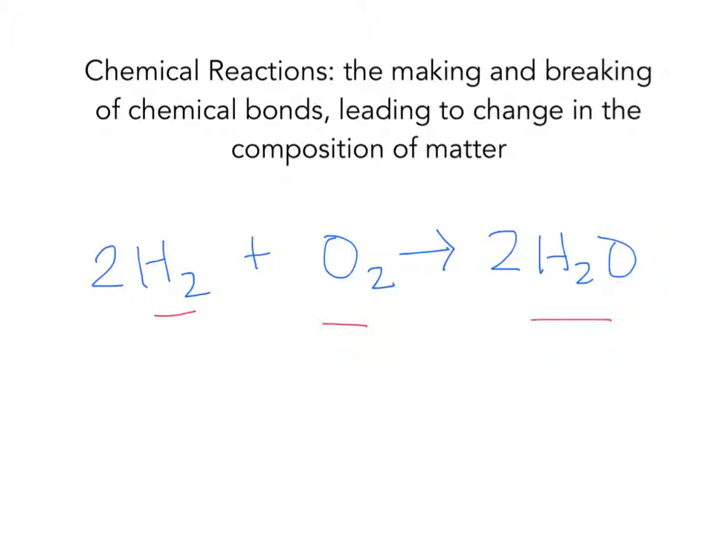In this reaction, the covalent bonds of hydrogen and oxygen are broken, and the new bonds of water are formed. When we write a chemical reaction, we use an arrow, depicted here, to indicate the conversion of the starting material on the left, called the reactants, to the products on the right.